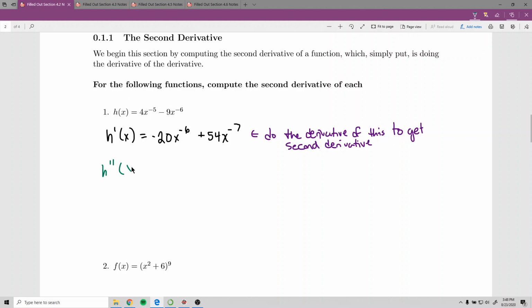The way we symbolize the second derivative is a couple of ways, but this is the most common way and the only way we'll use, because the other way is more convoluted. You just do 2 primes to indicate second derivative.